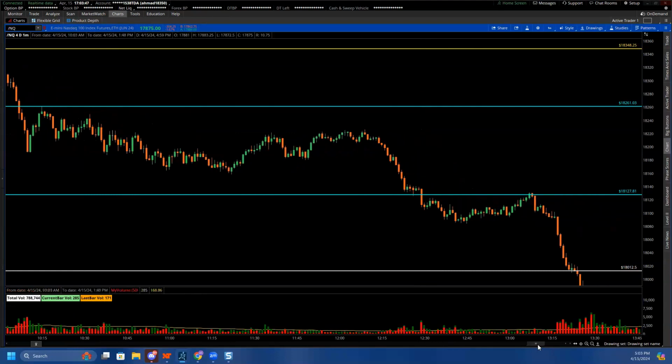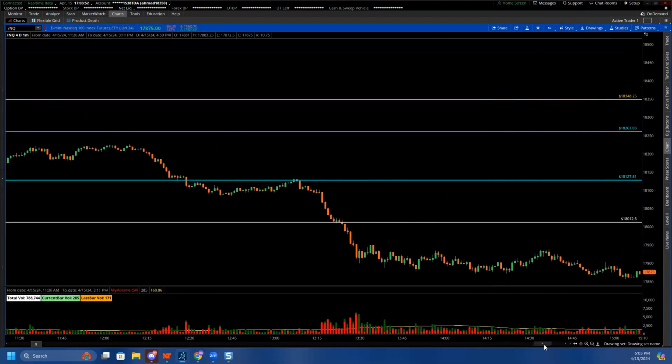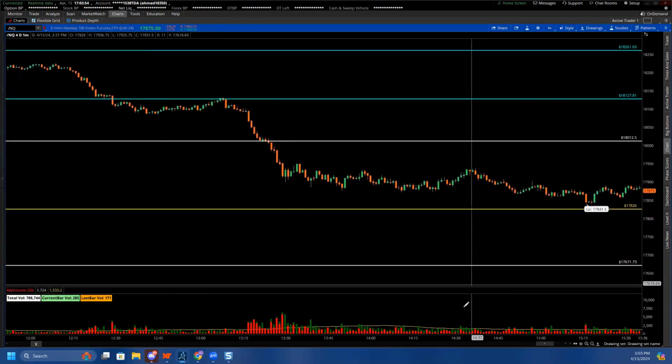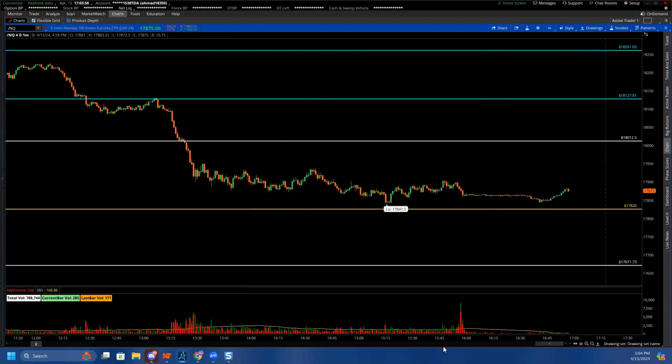So play with it, use these levels, and then you can share any observations you have around these levels with me. I'll be happy to discuss. But I just wanted to share how I trade these levels.